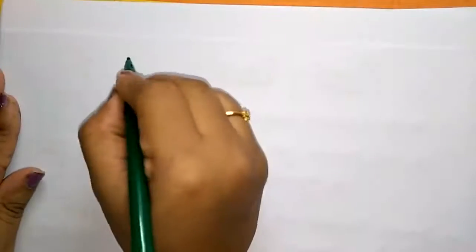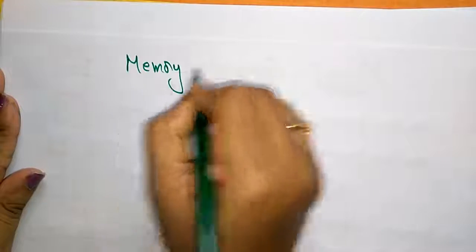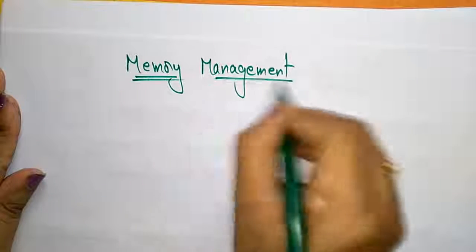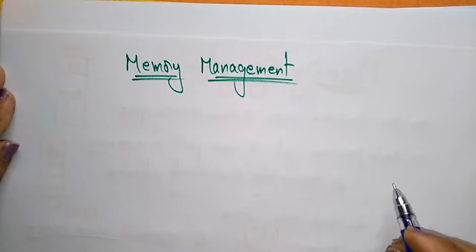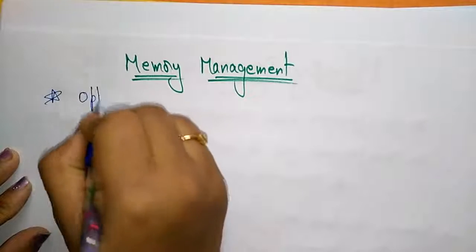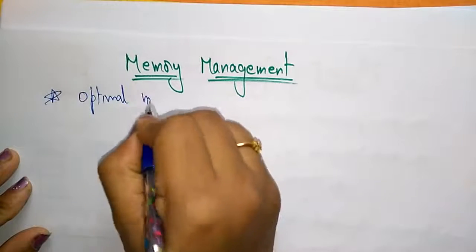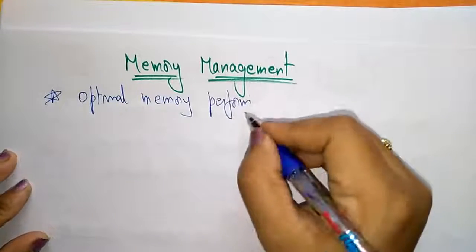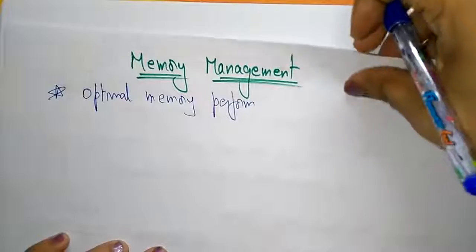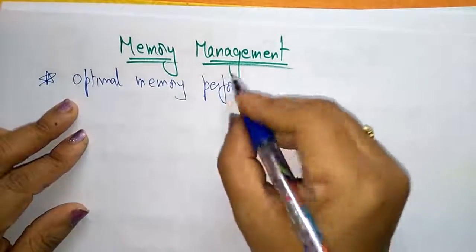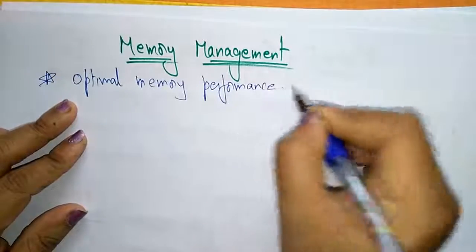Let's see the memory management. In memory management, the strategies for obtaining optimal memory performance are discussed. The optimal memory performance. How can we manage the memory? Based on the performance of the different memories that we are using, the optimal memory performance can be obtained.